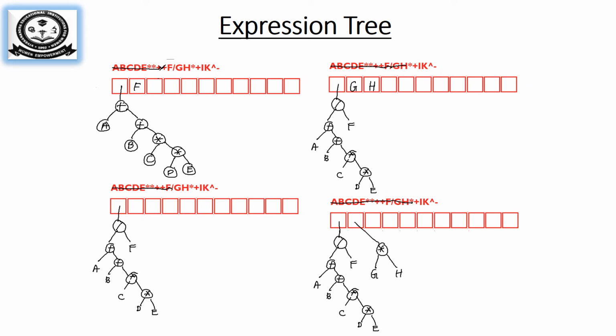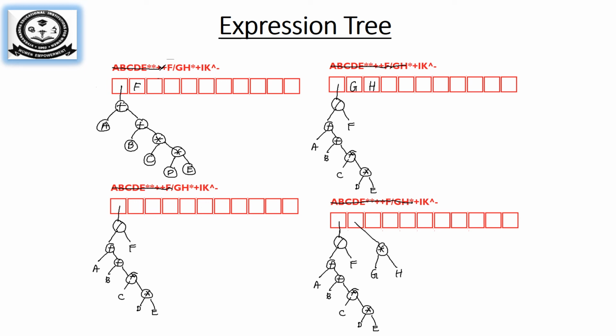After that you can see F is an operand, so F is pushed into the stack. Then you see the slash. Now two things will be popped. The first popped is F, which will become the right child. The second popped will be the plus subtree, which becomes the left subtree for the slash. Now the pointer of the slash is pushed into the stack.